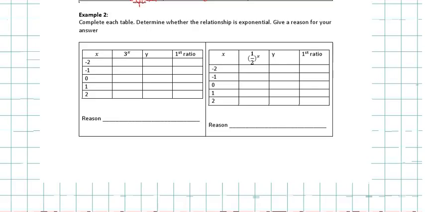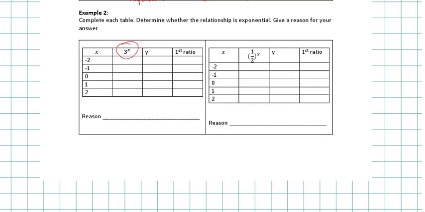So now we're going to use the table of values. Okay, so they gave you the values of x. They gave you where they want you to plug the x. So you're going to find the y values. And then you're going to find your first ratios. And then we're going to decide if it's exponential or not. Okay? So if I plug in 3 to the power of -2, what do I get? It's 1 over 9.